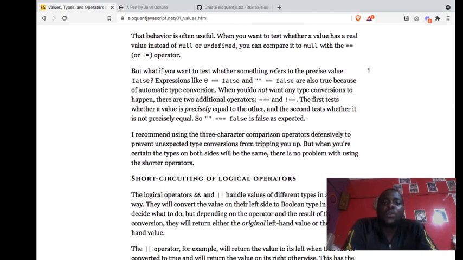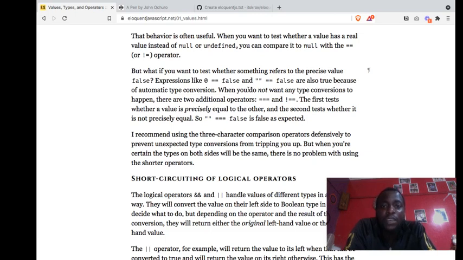That behavior is often useful when you want to test whether a value has a real value instead of null or undefined. You can compare it to null with the == or != operator. But what if you want to test whether something refers to the precise value false? Expressions like 0 == false and "" == false are also true because of the automatic type conversion. When you do not want any type conversions to happen, there are additional operators.